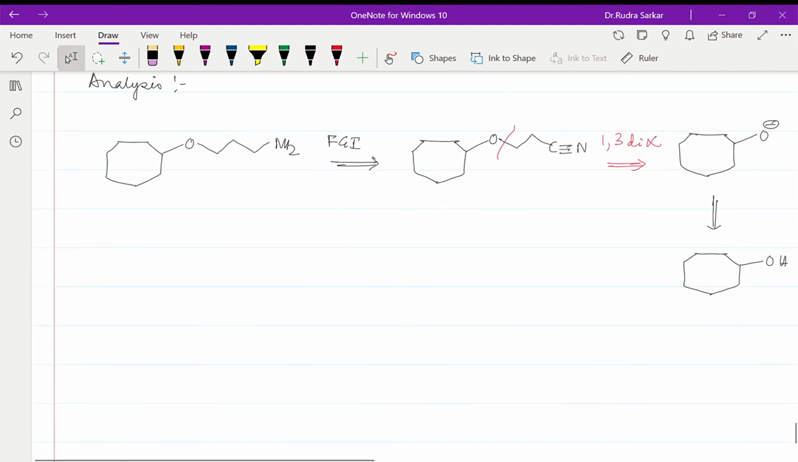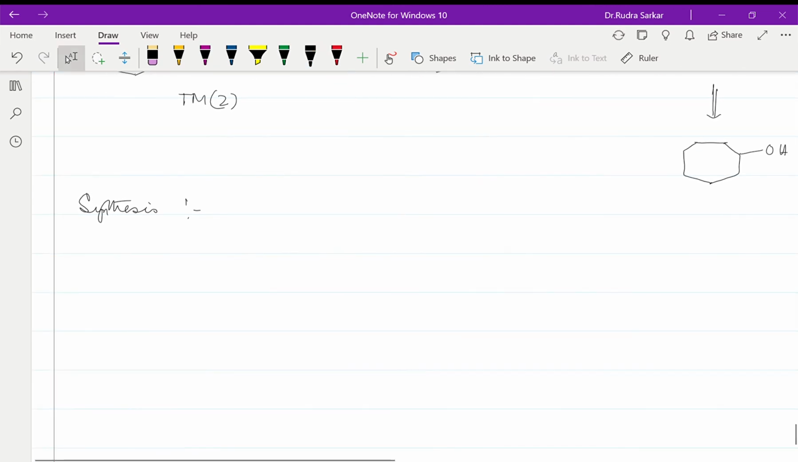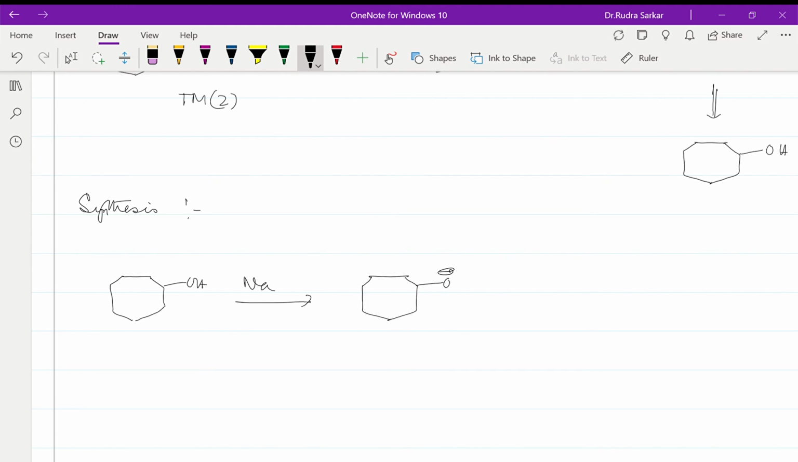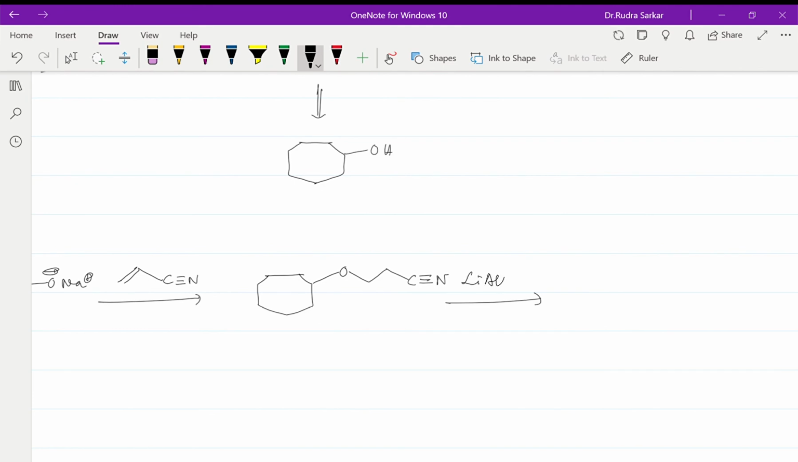Alright. And while we were considering the synthesis of this target molecule, say out here for this lecture we are considering it to be 2, then we will simply say we will have this cycloheptanol treated with Na, leading to the formation of the alkoxide, which is being treated with alpha beta unsaturated cyano compound, undergoing 1,4 type of Michael addition reaction, leading to the formation of this type of a compound which can be further reduced using lithium aluminum hydride, and we will get the target molecule too.